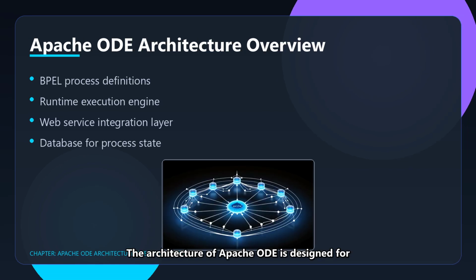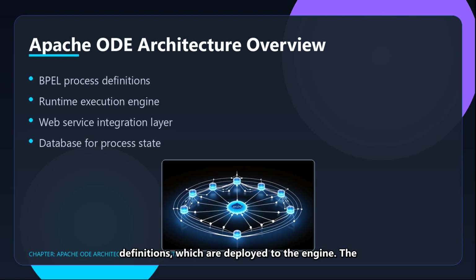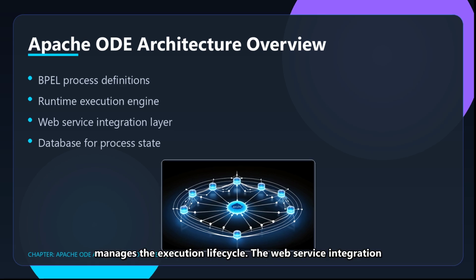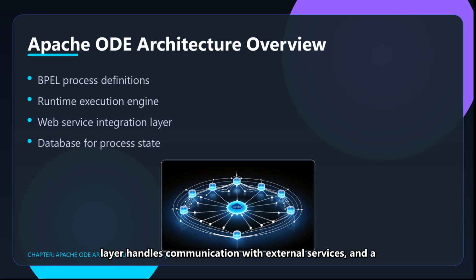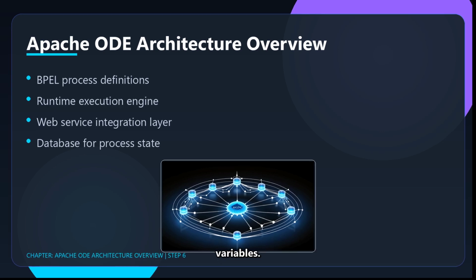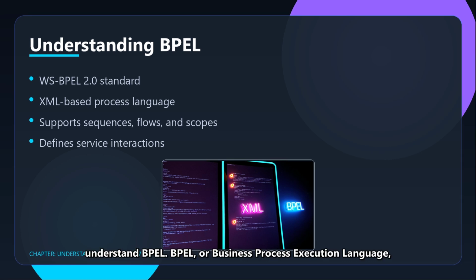The architecture of Apache ODE is designed for scalability and reliability. It starts with BPEL process definitions, which are deployed to the engine. The runtime execution engine then interprets these definitions and manages the execution lifecycle. The web service integration layer handles communication with external services, and a database is used to persist process state and variables.